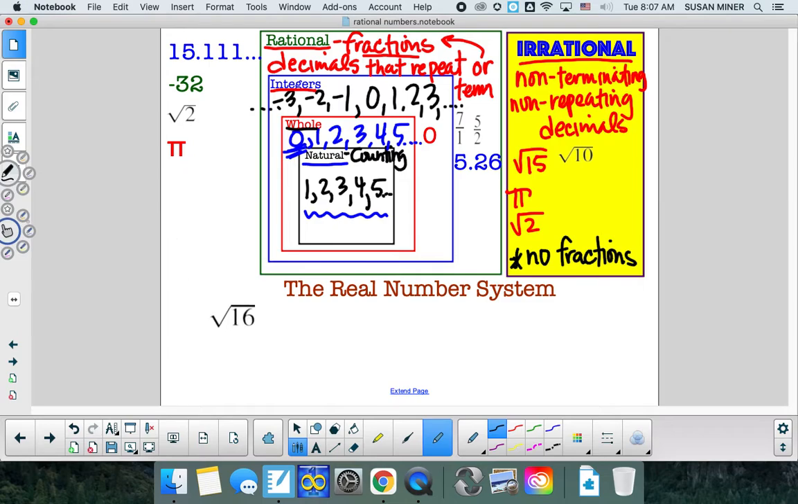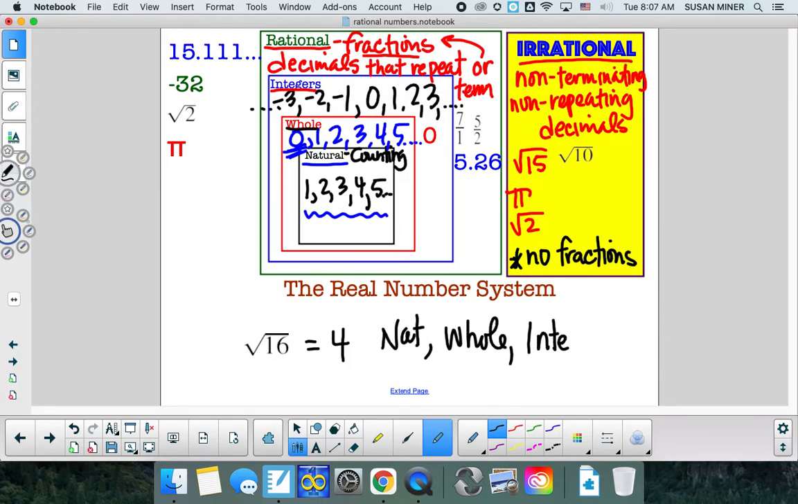Okay, square root of 16. If I stick that in my calculator, it comes out equal to the number 4. So the square root of 16 is, since it's equal to 4, going to be a natural number. It's going to be a whole number. It's going to be an integer. And it's going to be rational. So any number that's equal to any of those is all of those groupings. So I can put this in here. I can put it in this box. I could put it in any of these boxes, right? The square root of 16 comes out equal to the number 4, and so it's all of those.